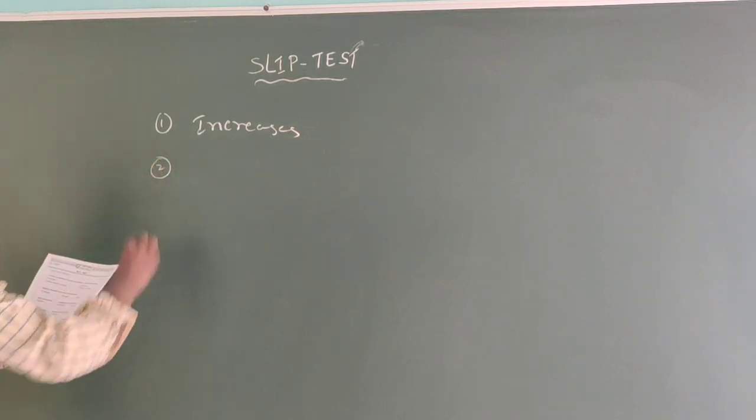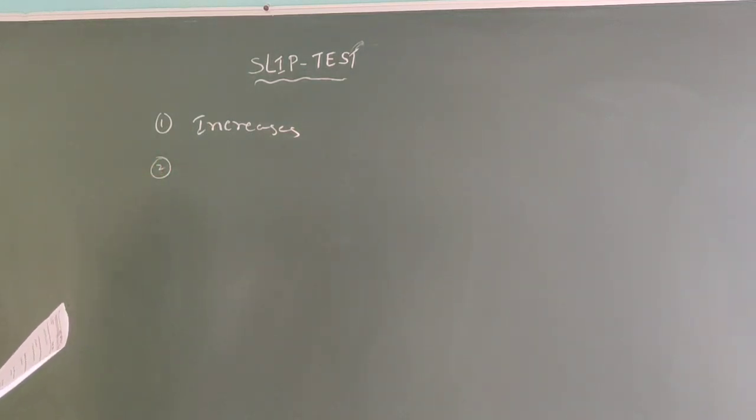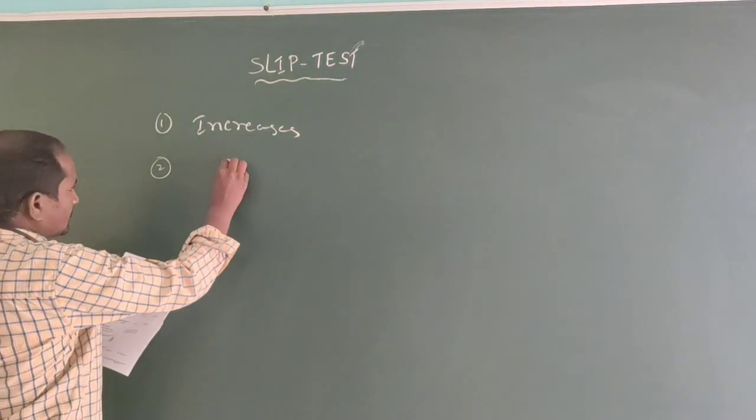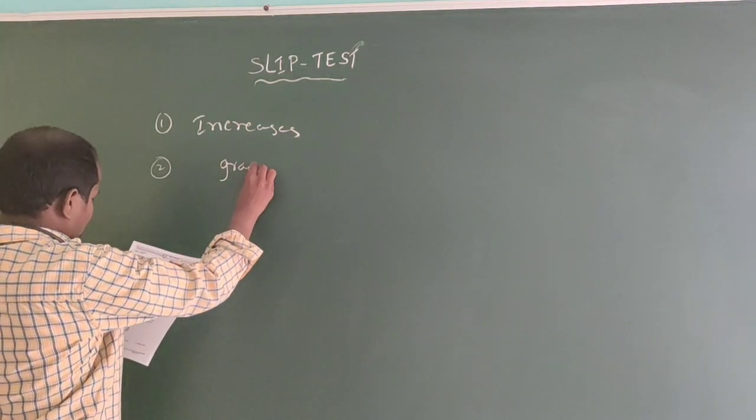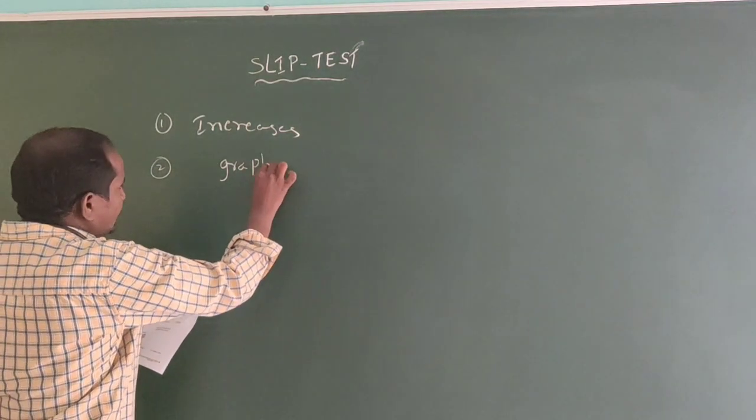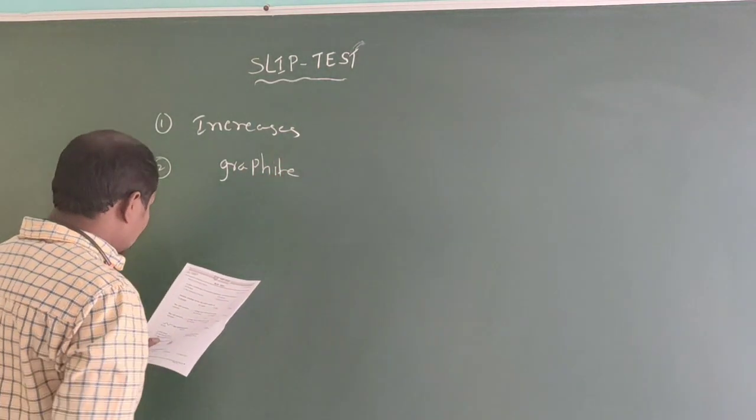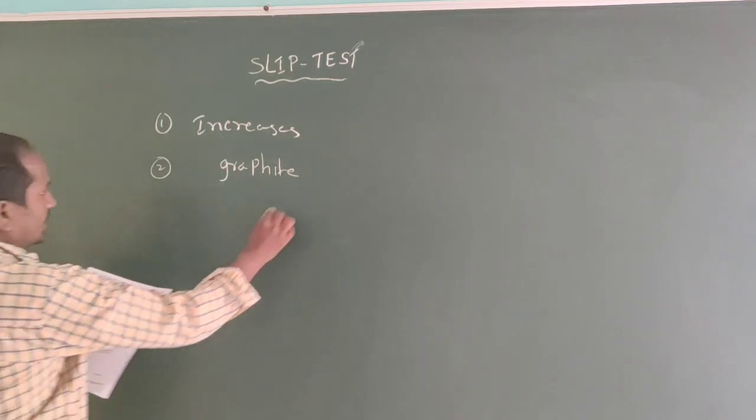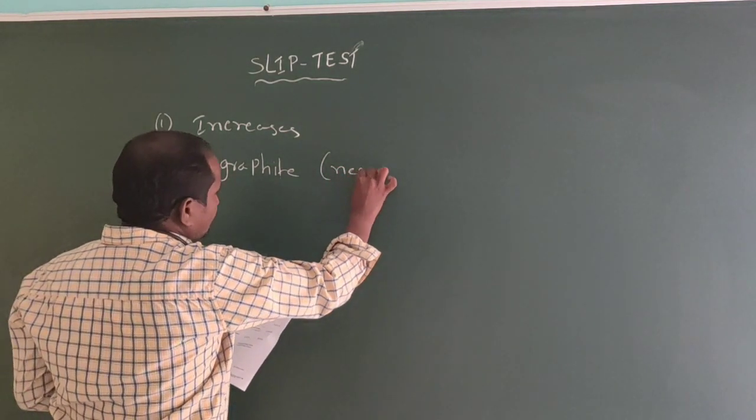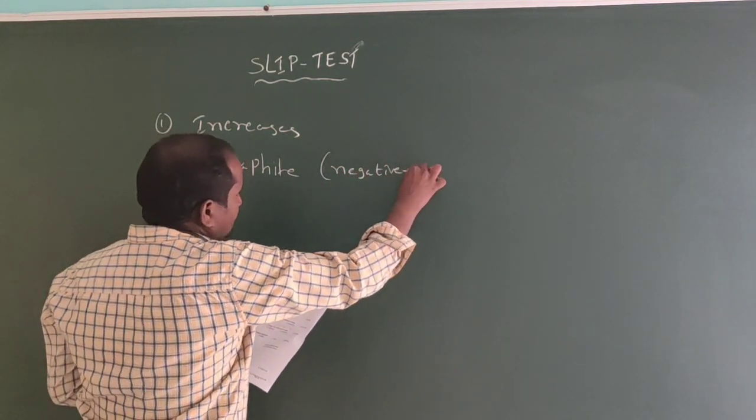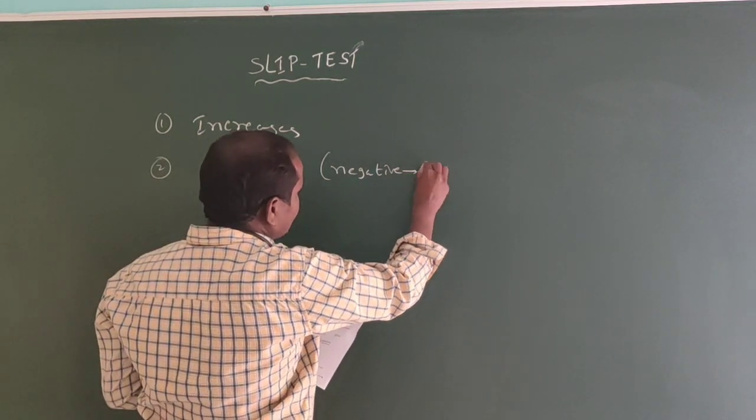Next, question number 2. Positive terminal of the dry cell is made up of graphite. Negative terminal is made up of zinc. Negative terminal is zinc.